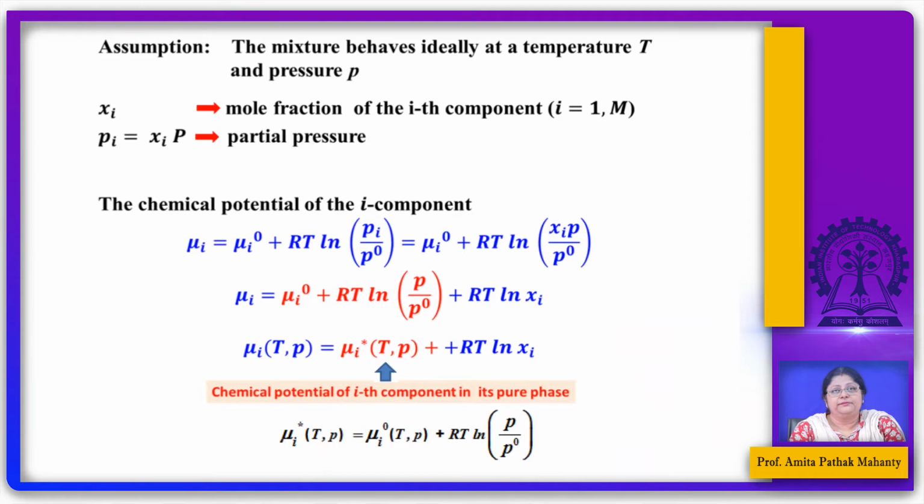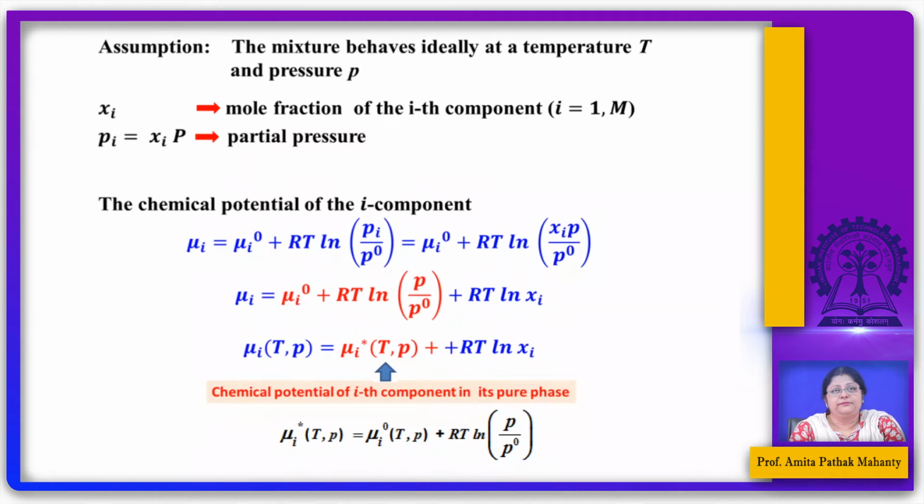And what is going to be the partial pressure? The partial pressure of the ith species will be the mole fraction into the total pressure, right? Mole fraction into the total pressure. Now let us come to the equation of chemical potential.